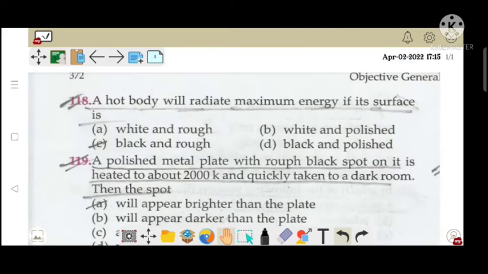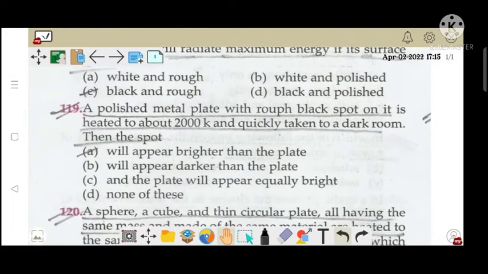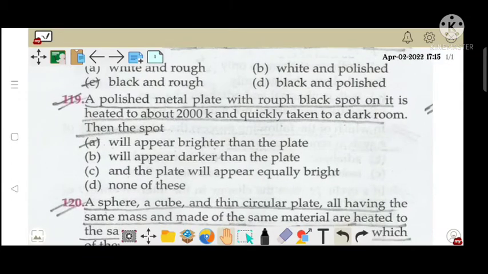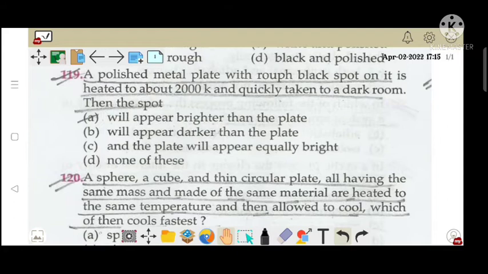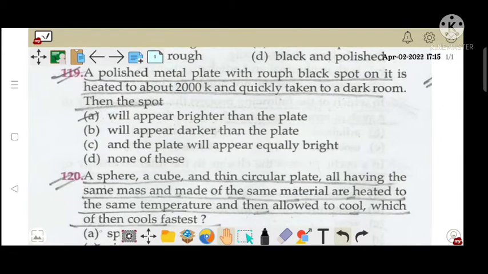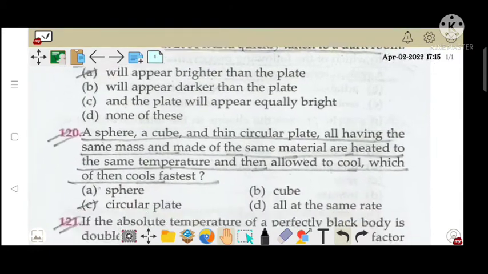A hot body will radiate maximum energy if its surface is black and rough. A piece of metal plate with a rough black spot on it is heated to about 1000 K and quickly taken to a dark room. There the spot will appear brighter than the plate.